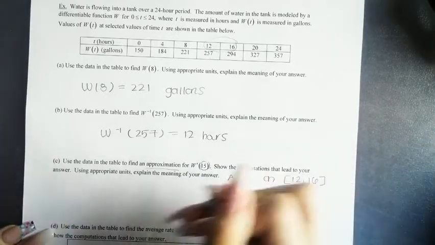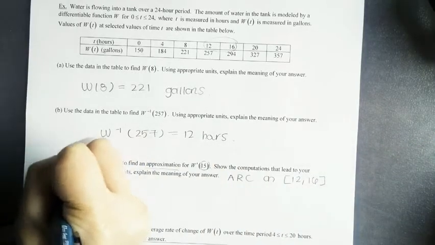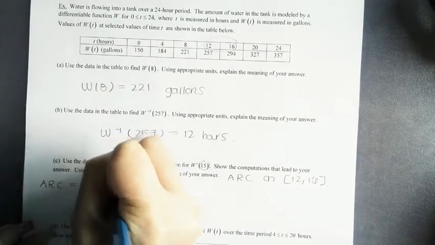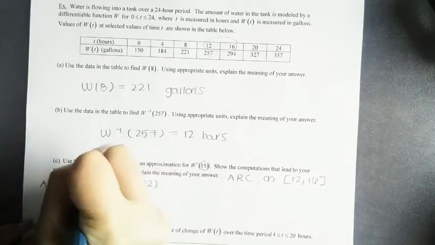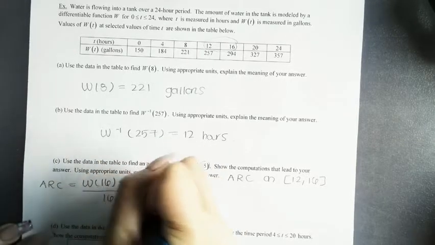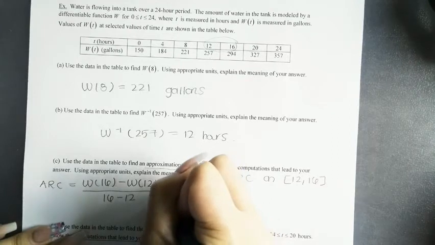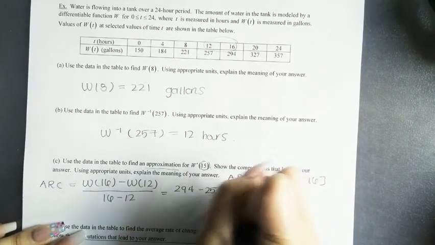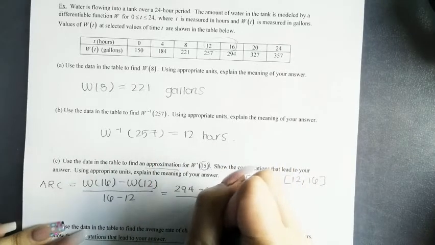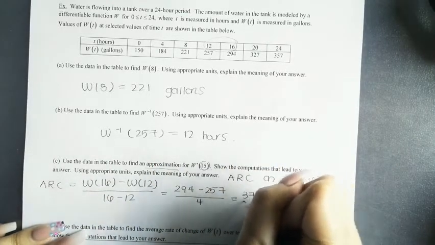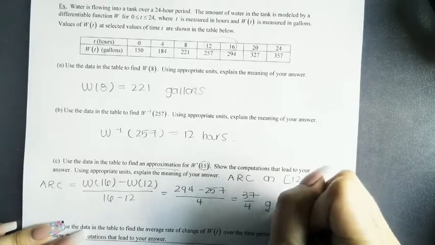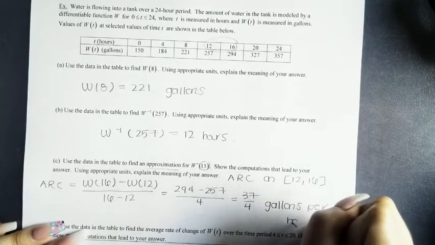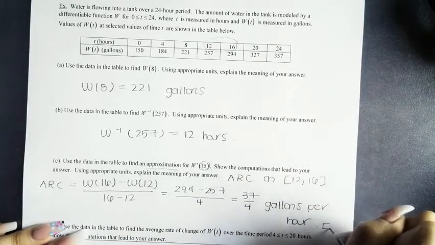So what's going to be the average rate of change? The average rate of change is going to be equal to W of 16 minus W of 12, divided by 16 minus 12. This is going to be equal to 294 minus 257 divided by 4, which is 37 divided by 4 gallons per hour. And that's going to be your average rate of change.